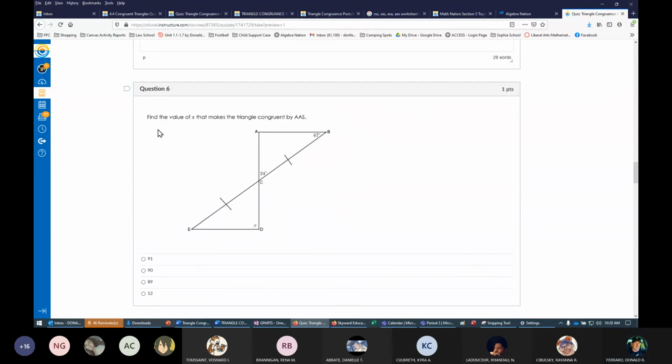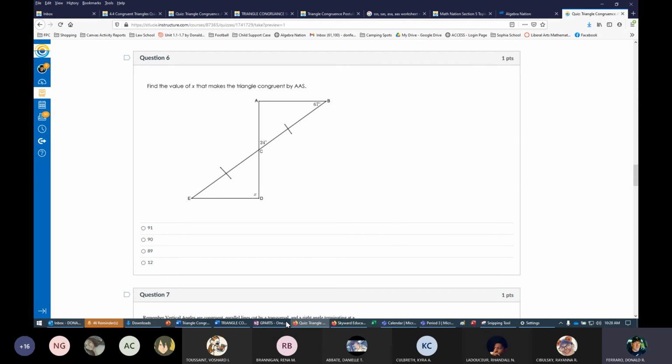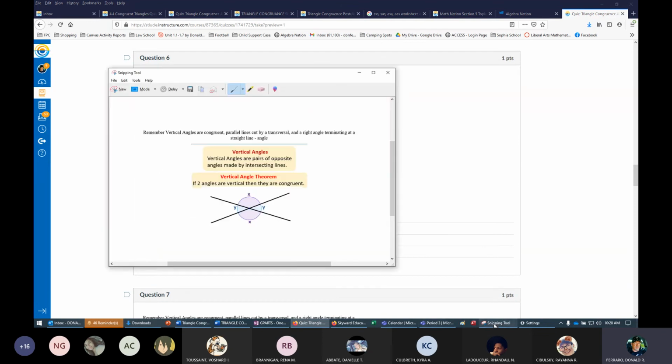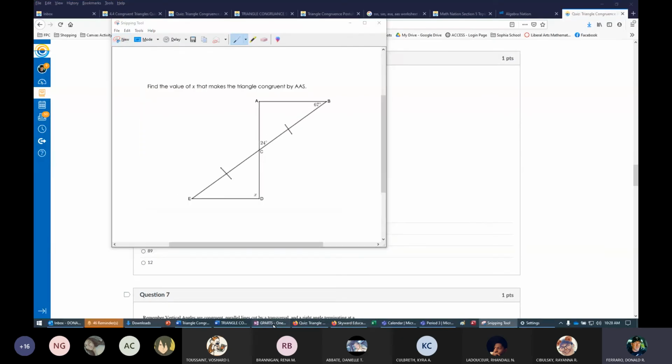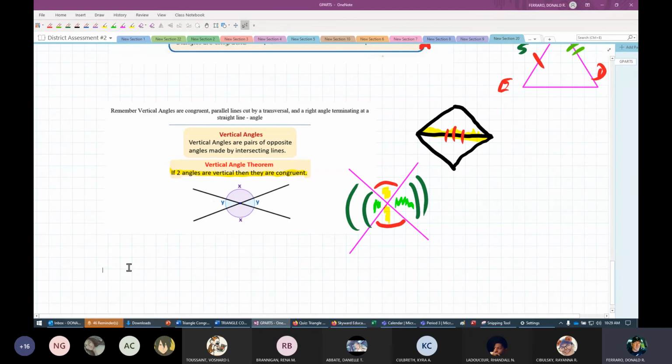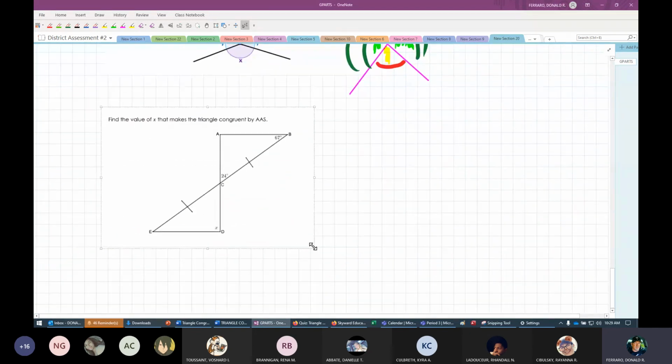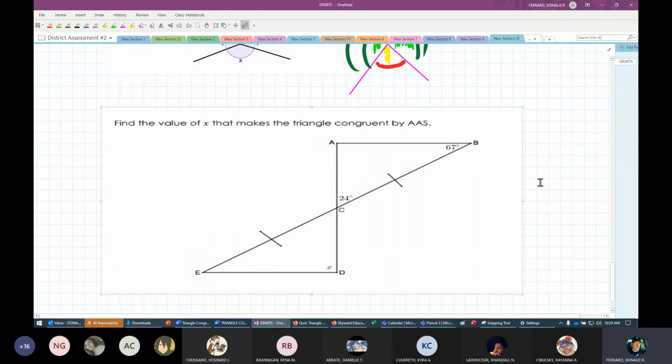And now we're going to go back to question number 6, because this includes a vertical angle. So let me snip that out for you. And I want to show you the relevance of that theorem, okay? In this case, I'll make this a little bit bigger. We've got vertical angles, and I'll highlight these in yellow. So you'll see this angle right here, they tell us it's 24 degrees. Who can tell me what this angle is? I'll highlight this in green.